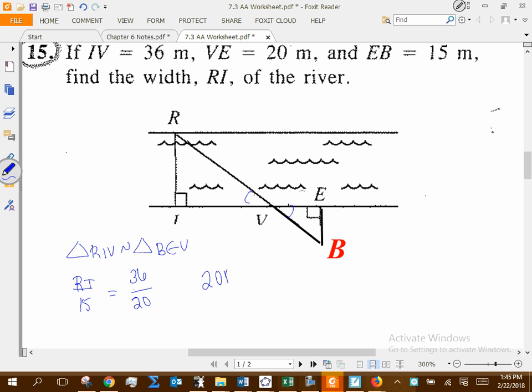But those are the two ratios that I need to set up my proportion. I get 20 times RI is equal to 15 times 36. So RI is equal to 15 times 36, all divided by 20. Whatever that equates to. You guys got an answer for that? 27. Okay, 27. All right, so RI is 27 meters. My hopes are that we understand that.